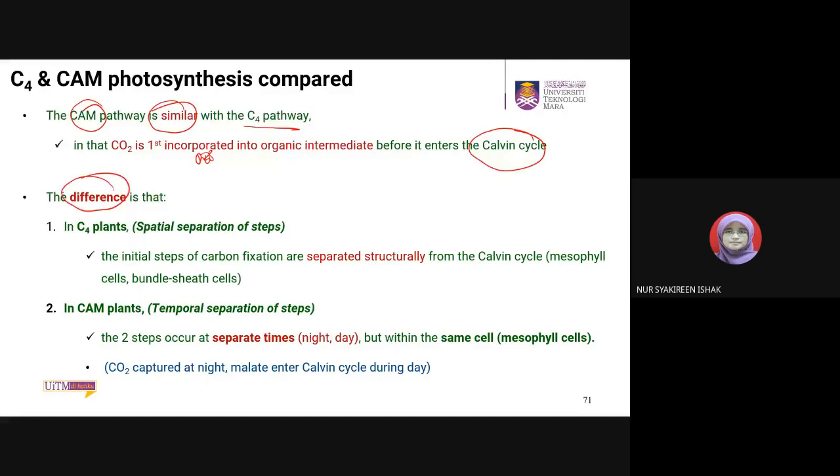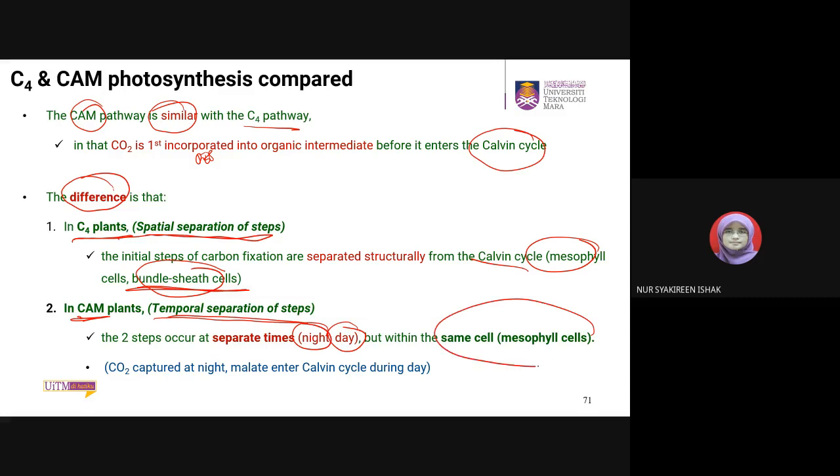Tetapi apa yang bezanya antara CAM dengan C4 adalah, untuk C4, spatial separation. The location is different. First carbon fixation in the mesophyll cell, second carbon fixation, which is the Calvin cycle, occurs in the bundle sheath cell. For CAM plant, temporal separation. Perbezaan dari segi masa. First carbon fixation at nighttime, second carbon fixation, the Calvin cycle, occurs during daytime, but still in the same cell, which is the mesophyll cell.